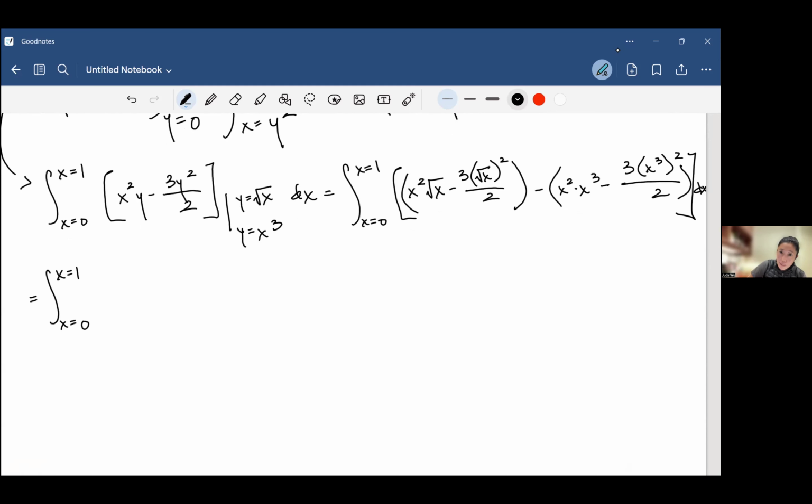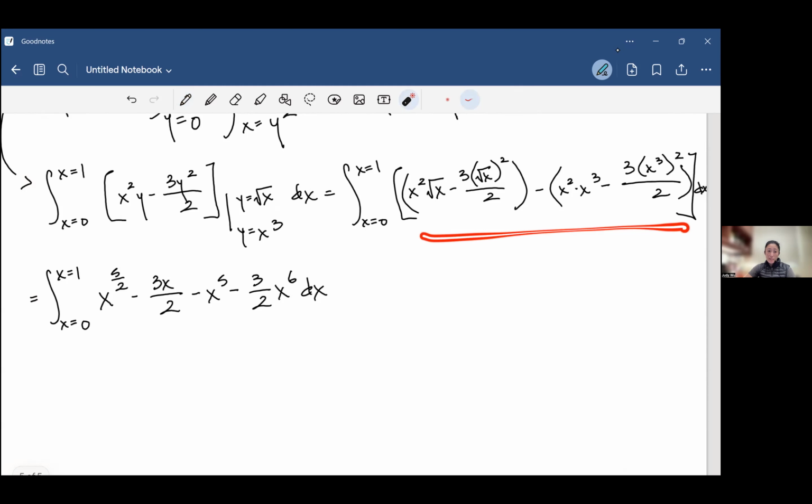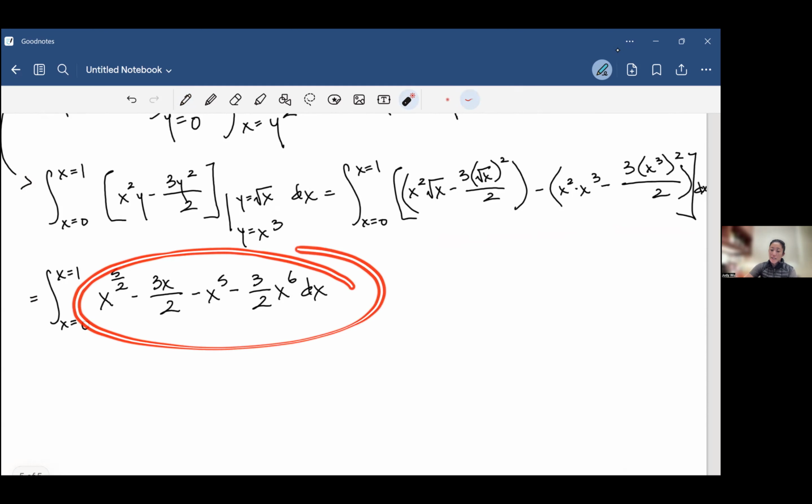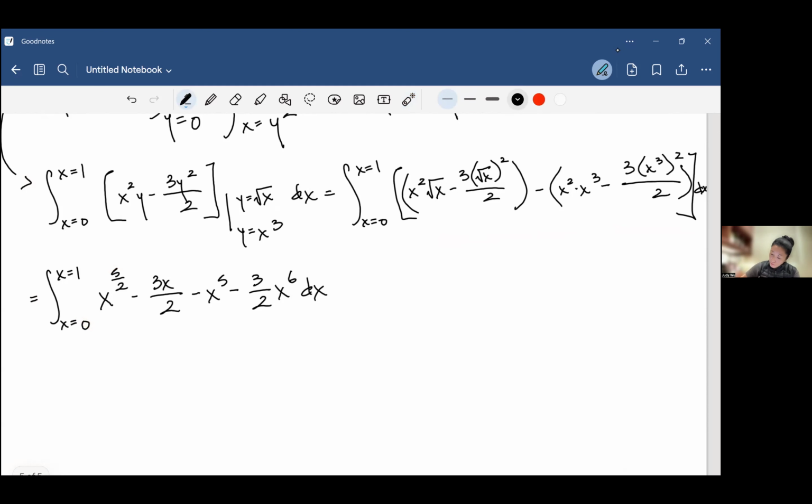Okay, so x squared times x to the 1/2 is x to the 5/2, minus 3x over 2, minus x squared times x to the 3rd is x to the 5th, minus 3 over 2 times x to the 3 times 2 is 6. Okay, so I did have to use my exponent rules to simplify here, but once I simplified, now I just have to use the power rule, okay?